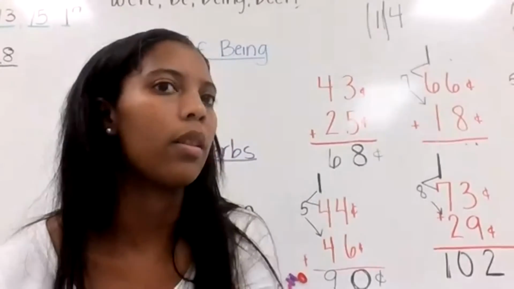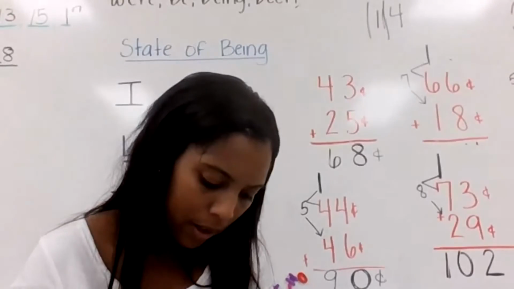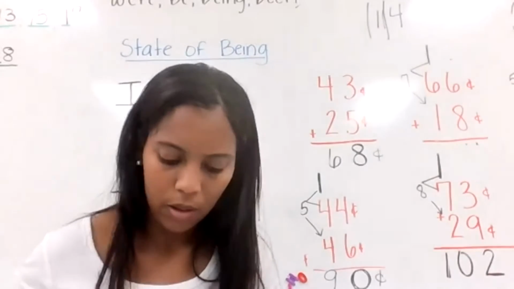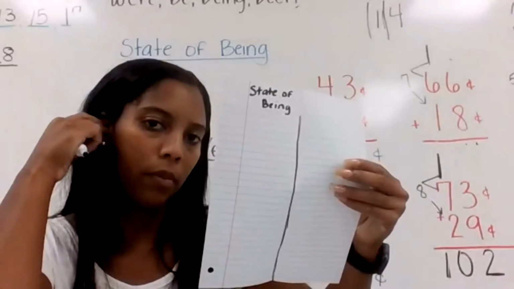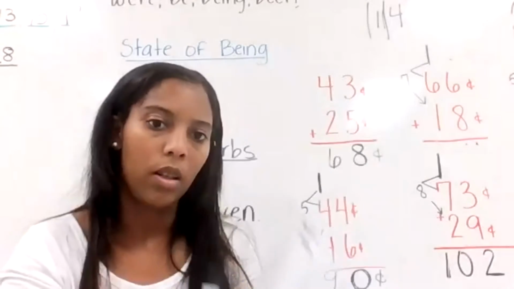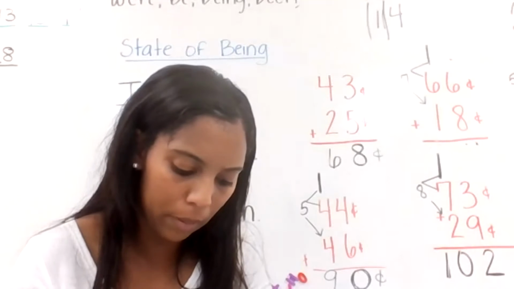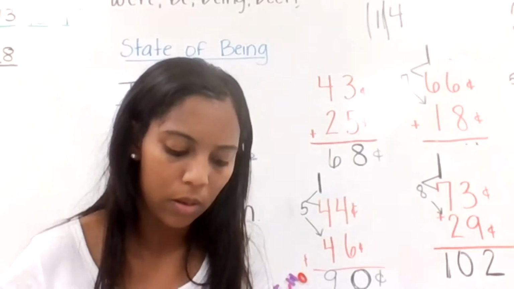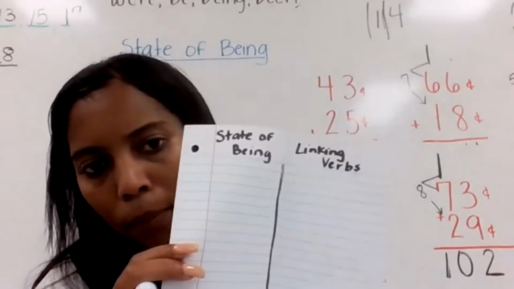Okay. So on one side of the paper, I want you to put state of being at the top. And then obviously on the other side, we're going to put linking verb. See that? So one side put state of being, the other side put linking verbs.